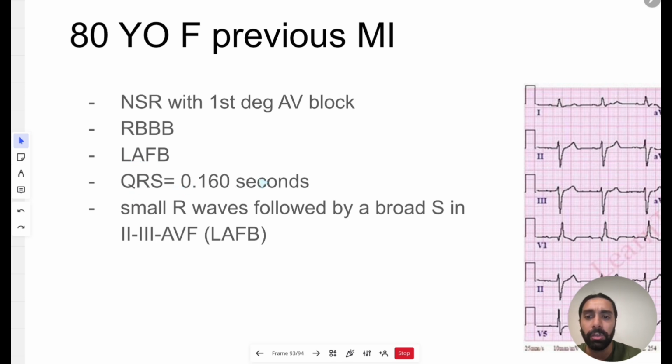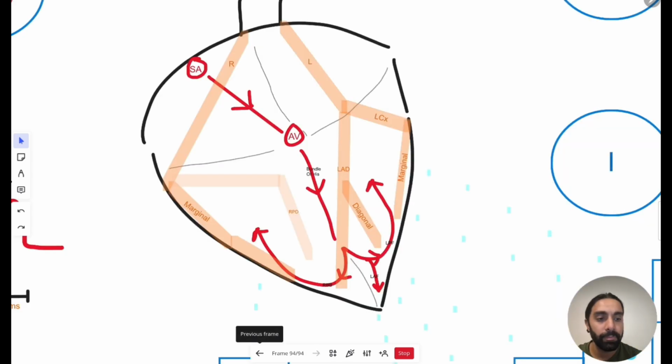We see this QRS that's prolonged, and we see these small R waves in the inferior leads, or large S waves in the inferior leads. It's almost like they're negative deflecting in the inferior leads. So if you look at this heart diagram with the bundle of His, you have one bundle going to the right, so that's the right bundle branch, and the left bundle is broken into the left anterior fascicle, which goes downward, and the left posterior fascicle, which goes more towards the left. So keep that in mind. Left anterior fascicle goes downward, left posterior fascicle goes to the left.